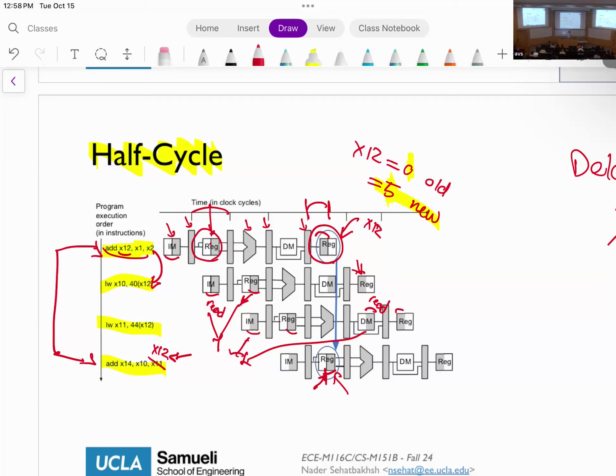Yeah, so this one and this one, as you can see, the question is about these two circles. So this one is write back. So it's writing to the register, okay? So the write happens in the first half cycle. And this one is reading from the register because this is a decode stage. So we need to read from RS1 and RS2. So as you can see, it happens in the second half cycle. So write happens first half cycle, read happens second half cycle.